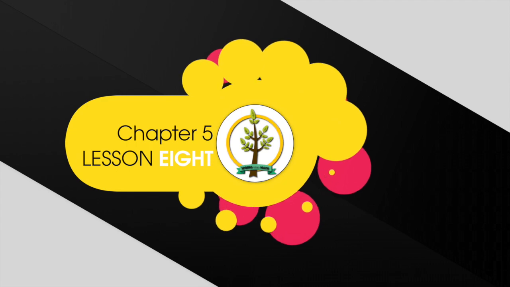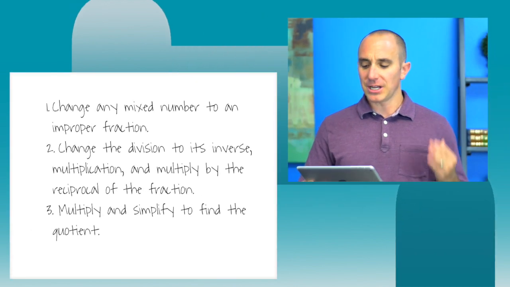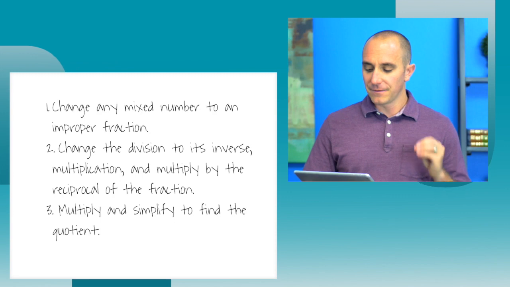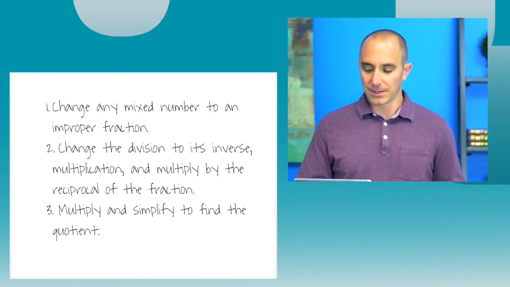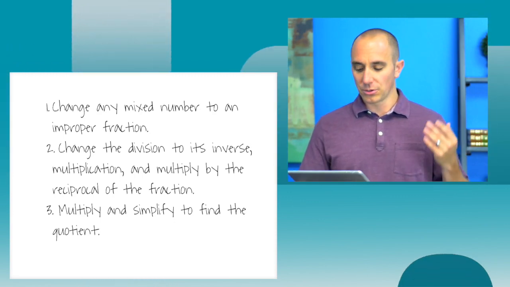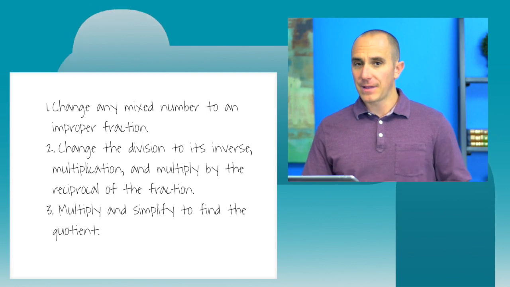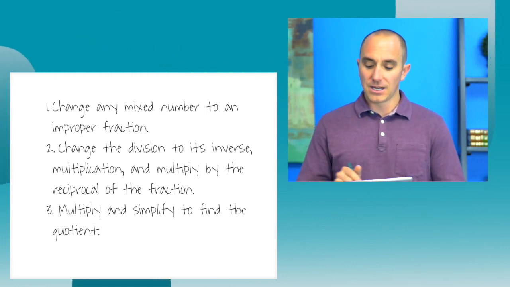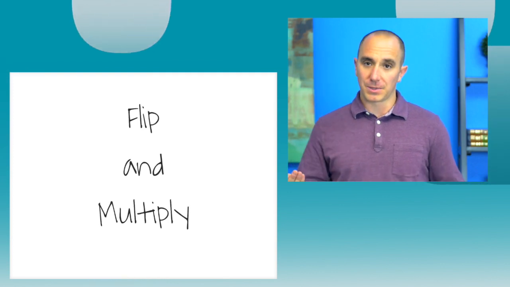Today we're going to divide mixed numbers. Okay, dividing mixed numbers. Let's break it down. First, you change any mixed number to an improper fraction. Then, you change the division to its inverse, multiplication, and multiply by the reciprocal of the fraction. After that, you multiply and simplify to find out the quotient. In other words, flip and multiply.